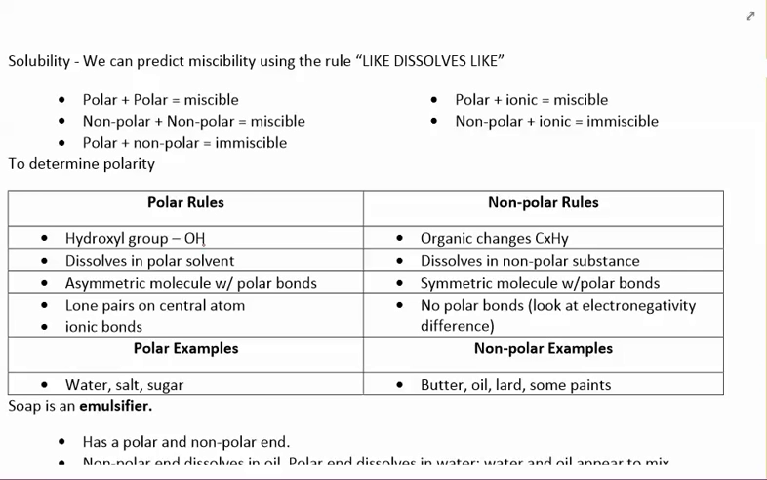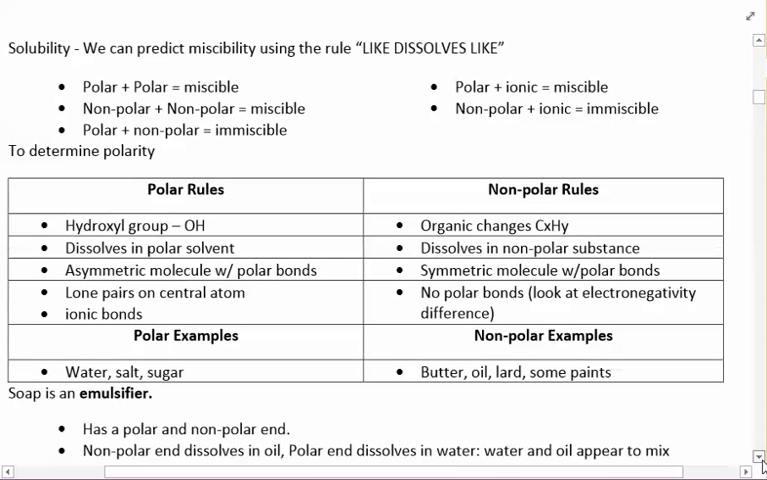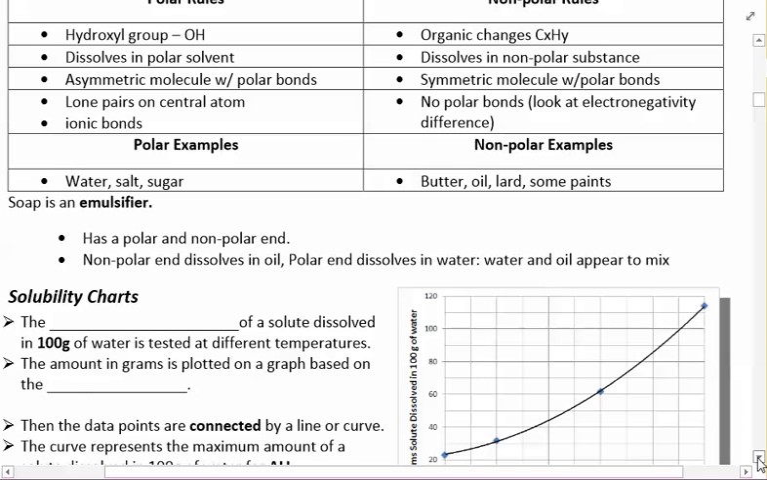Non-polar substances, these are generally symmetrical molecules. So things like oil, lard, paint can be considered non-polar. There's actually a special compound referred to as emulsifiers. An emulsifier has a polar and a non-polar end. So the non-polar end dissolves the oil component, and the polar end will dissolve in water, making oil and water appear to mix. A common example of an emulsifier is soap.